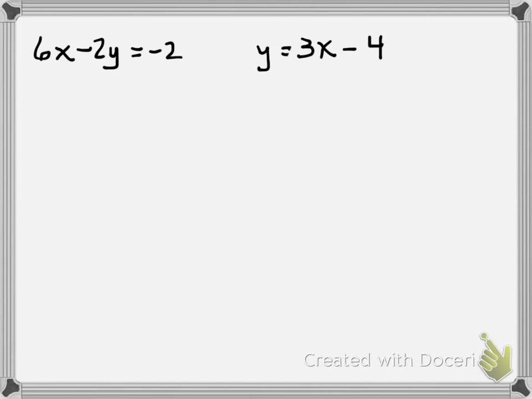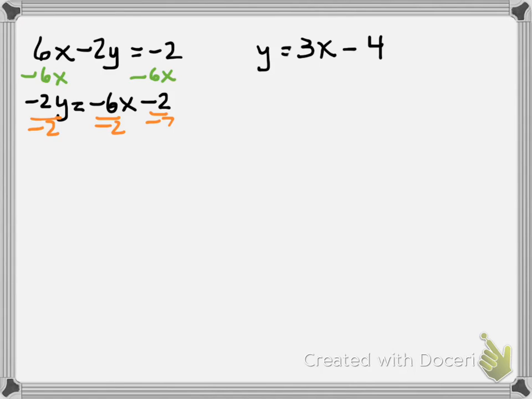So to do that, we start by subtracting 6x from both sides. And that gives me negative 2y equals negative 6x minus 2. Remember, it's y equals mx plus b. And then we divide everything by the negative 2, because it says y, not negative 2y in the formula. So we get y equals, 2 negatives make a positive, so I get 3x, and then over here I get a positive 1.